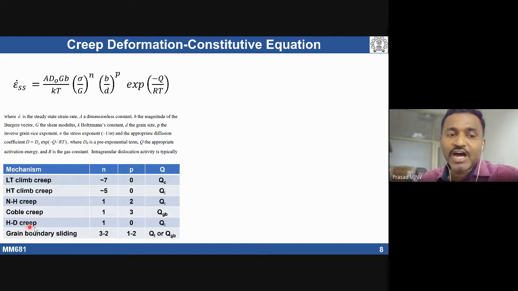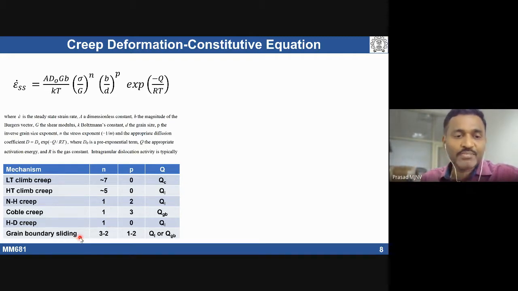We also see Harper-Dorn creep in certain materials, not every material. In aluminum and lead kind of materials, people have seen it. It is neither diffusion creep nor dislocation creep. In terms of n value, it manifests like diffusion creep, whereas in terms of p value, independent of grain size, it manifests like dislocation creep. Harper-Dorn creep is usually observed at very high temperature and very low stresses in certain materials.